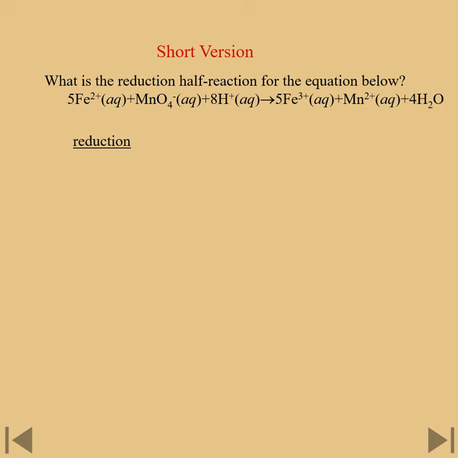What about that manganese? Well, what's the oxidation number of manganese in the permanganate ion? Well, 4 times -2 is -8, and that equals -1, so manganese is +7. On the right it is +2, so the manganese gained electrons, so that's the element undergoing reduction.